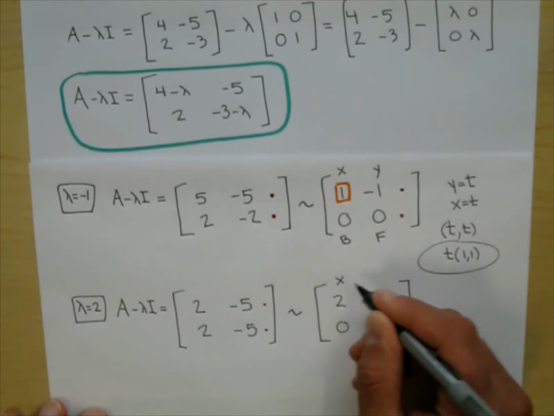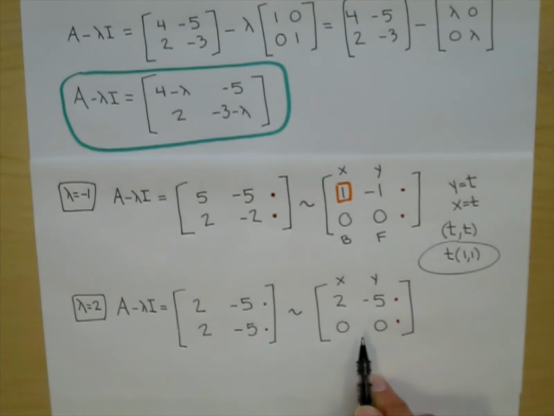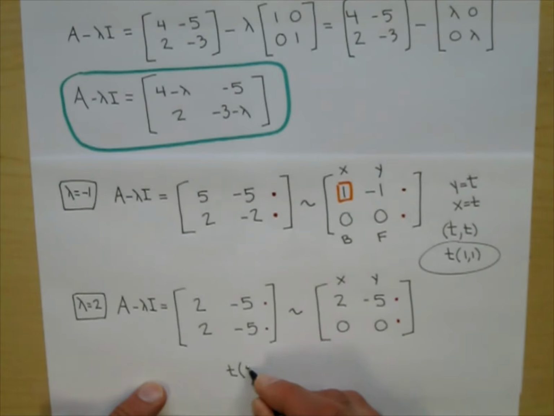Here's x. Here's y. Now when it's a 2 by 2 matrix, you can do this quickly and say, how can I zero this out? I can make x equal 5 and y equal 2, and that zeroes it out. So you could do it that way. You could say, okay, it's going to be all multiples of this, 5, 2.